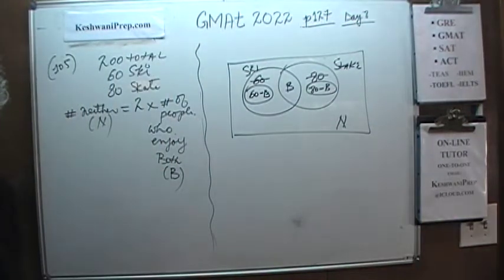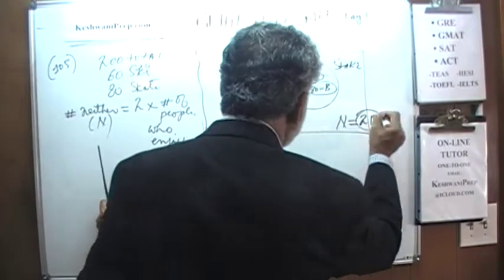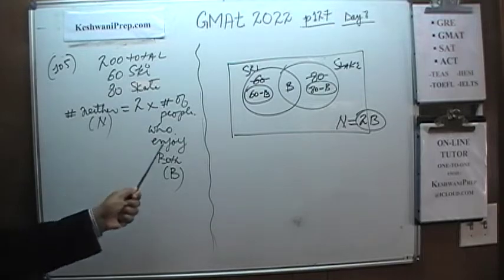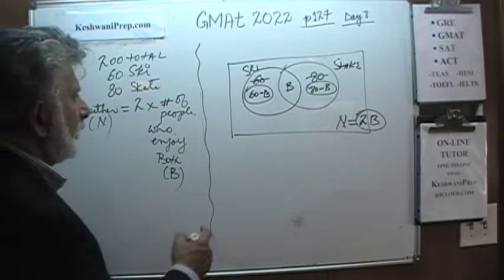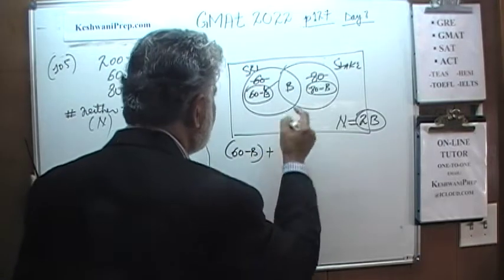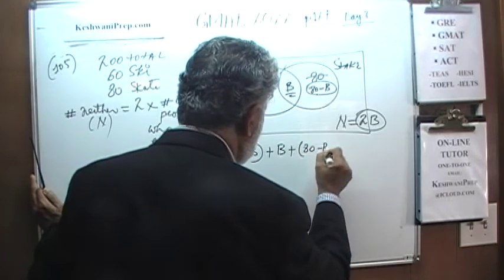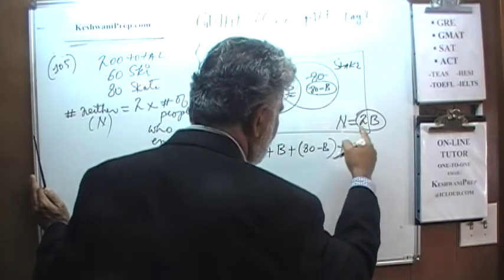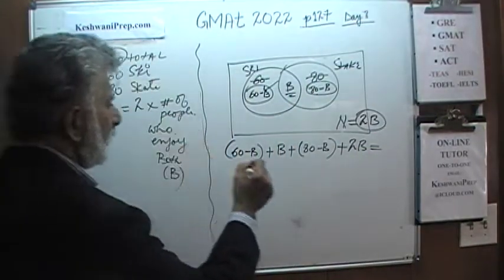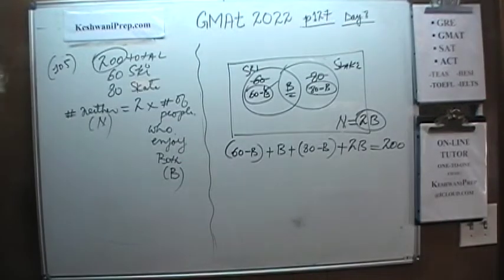Now we have our equation, which we know has to equal 2 times B, because we are told that the number of people who prefer neither is 2 times the number of people who enjoy both. So now we can start. 60 minus B plus B plus 80 minus B plus N, which is simply 2 times B, has to equal 200. A very simple equation.